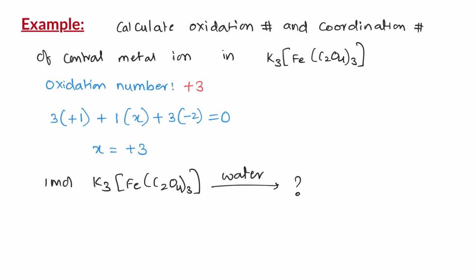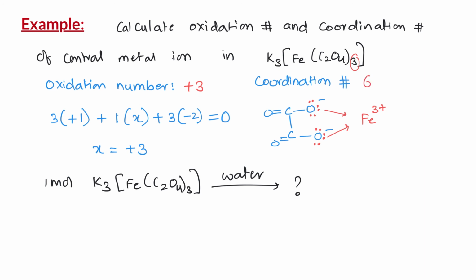Next, let us calculate the coordination number of the central metal ion. For that, you need to know the identity of this ligand. That is, what type of ligand is oxalate? And you are supposed to remember this. Oxalate is a bidentate ligand. That means it has 2 donor atoms per oxalate ion. And we have in total 3 oxalate ions, which means in total we have 6 donor atoms, or we can say that the coordination number of iron is 6.